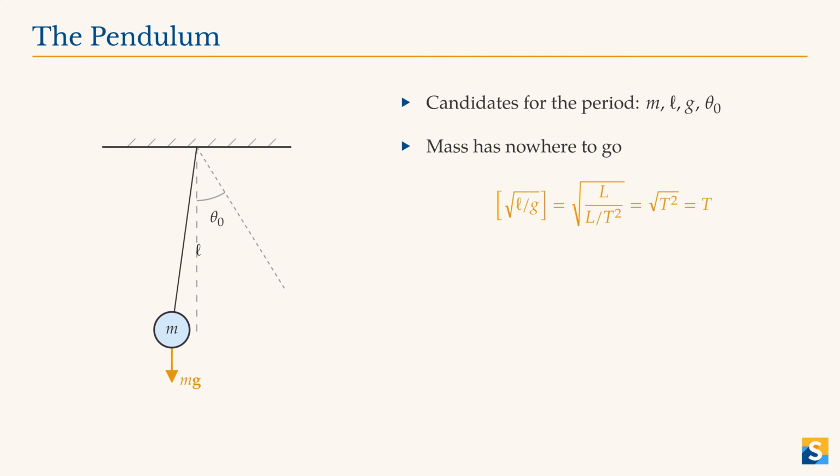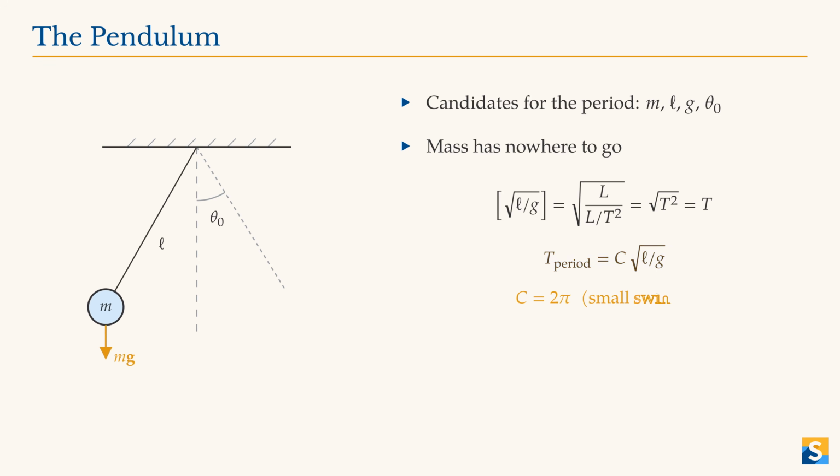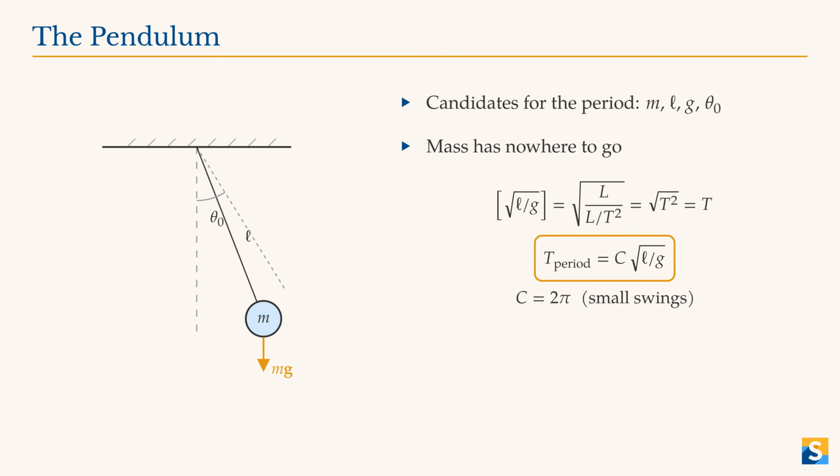The square root of L over g is a time, so the period must be some pure number times the root of L over g. The true answer, which we'll derive properly in a few lectures, has that number equal to 2 pi.